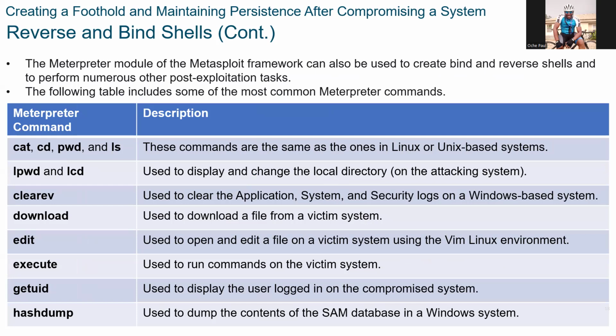These are also commands on Metasploit. The Meterpreter module of the Metasploit framework can be used to create bind and reverse shells and to perform numerous other post-exploitation tasks. So these are commands that can be used: cat, cd, pwd to print the current working directory, and ls to list. They are the same as the ones in Linux or Unix-based systems.